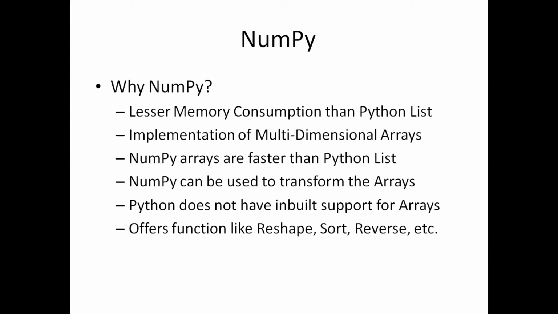So NumPy basically makes use of lesser memory. So lesser memory consumption than Python lists. Implementation of multi-dimensional arrays is possible. You can go beyond 3 dimensions also. NumPy arrays are faster than Python lists. NumPy can be used to transform arrays pretty quickly. And Python doesn't have inbuilt support for arrays. NumPy offers functions like reshaping an array, sorting an array, reversing an array, and so on.